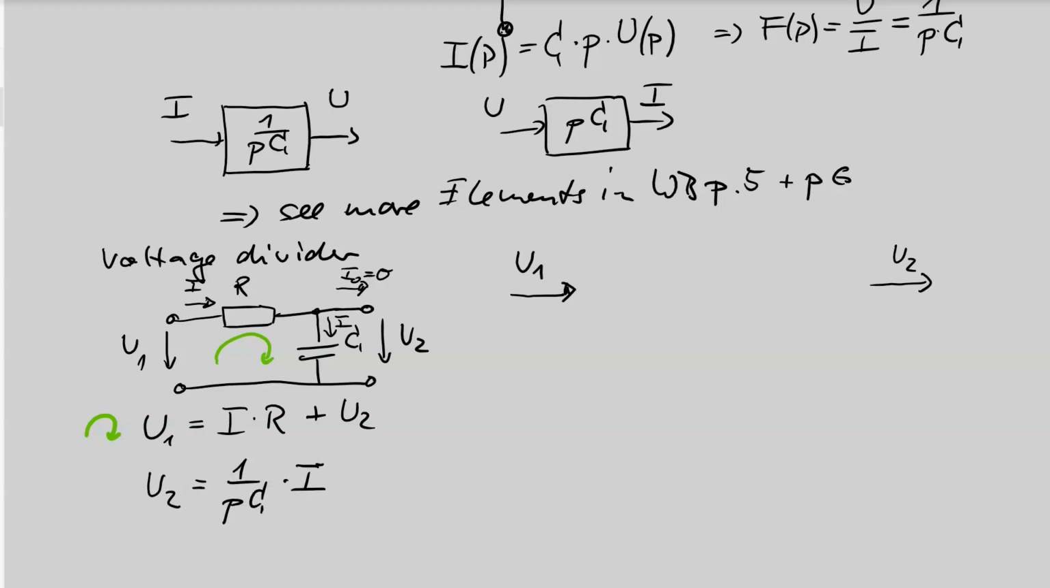So at once we can draw this equation as a signal block diagram. So we can say U2, what is this? U2 is I as an input multiplied with 1 over pC. The multiplication with 1 over pC is my block function, 1 divided by pC. And I know this is the input value I. So that's the first step.